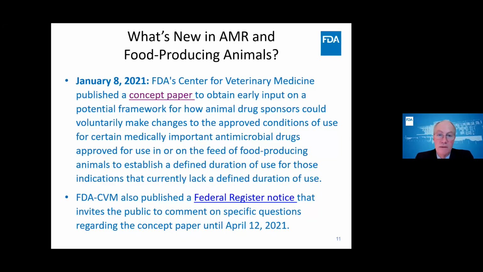And so we have developed a concept paper which outlines a framework where these sponsors, again, can make voluntary changes. We've actually had really good success in being able to lay out a framework where animal drug sponsors can make voluntary changes in their label. And so this is a framework that would help them to make voluntary changes to the approved conditions of use to establish defined durations for those indications that may currently lack those. And so we published this in our Federal Register, and you can take a look at this concept paper.